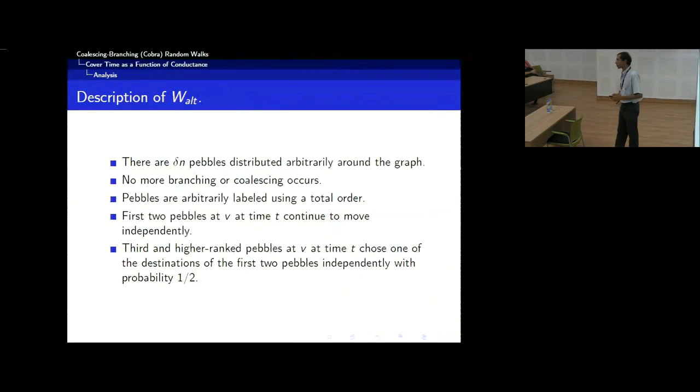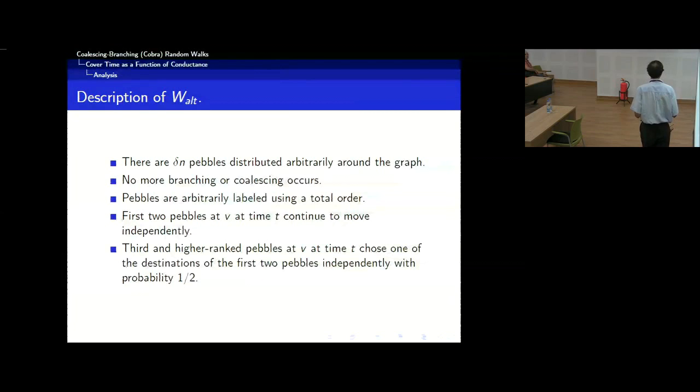Okay, so here is the idea. Let's imagine there are pebbles distributed on the graph. Here I'm starting with some number, delta times n, of pebbles distributed arbitrarily around the graph. And let's imagine that in this process no more branching or coalescing occurs. You start off with this, and the pebbles just do random walks, but they do slightly different kinds of random walks. We label the pebbles in an arbitrary order.